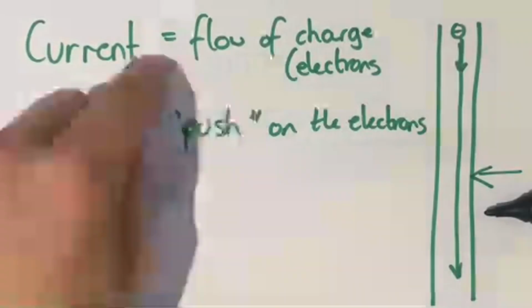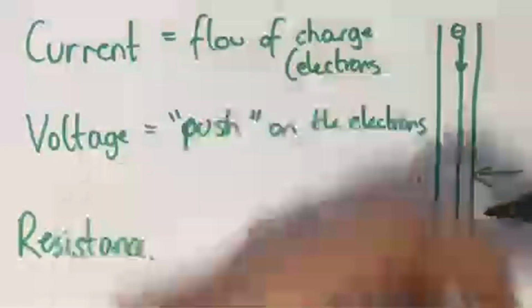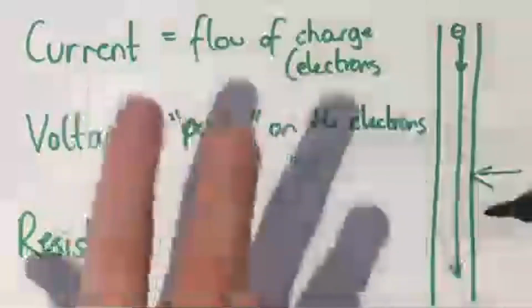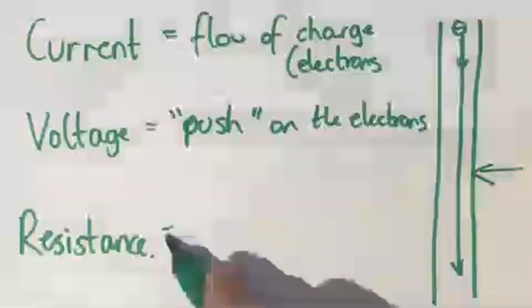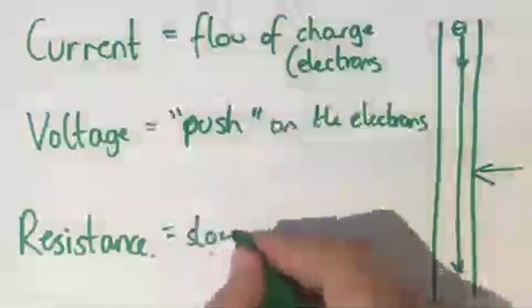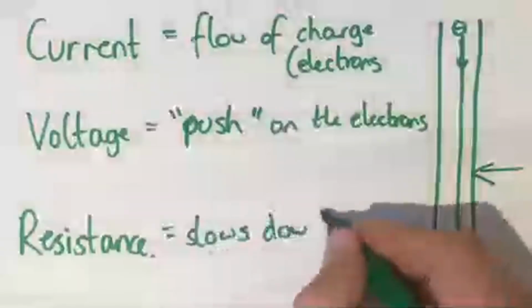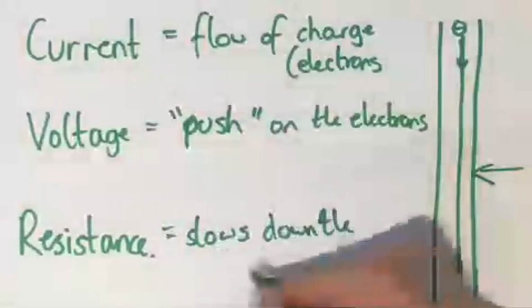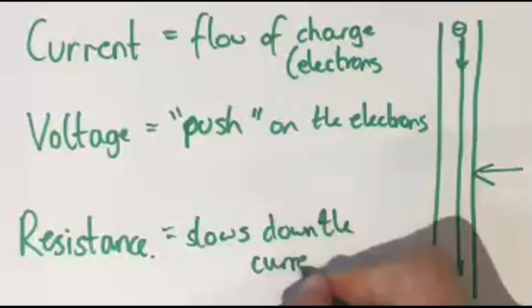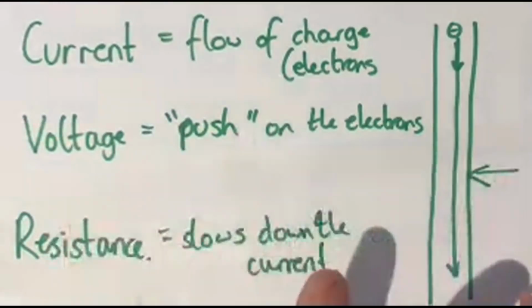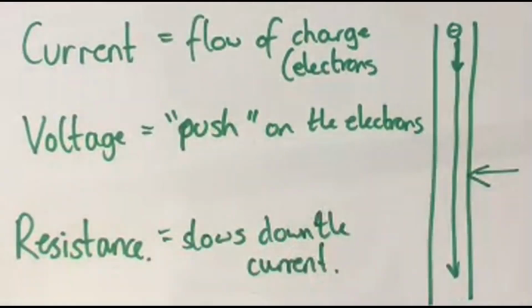So we've got current, which is the flow. We've got voltage, which is kind of how much oomph they've got. And resistance is anything which slows down the current, slows the flow. So it's a wire. The wire's made of atoms. They don't like electrons barging past, and they're annoying to get through.